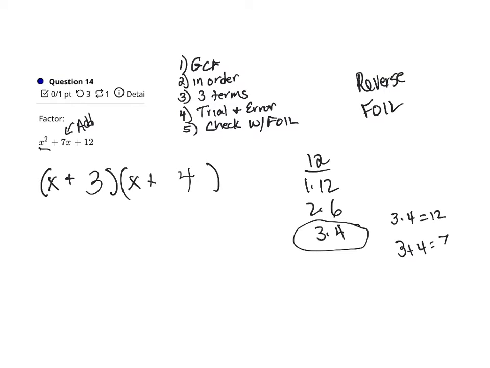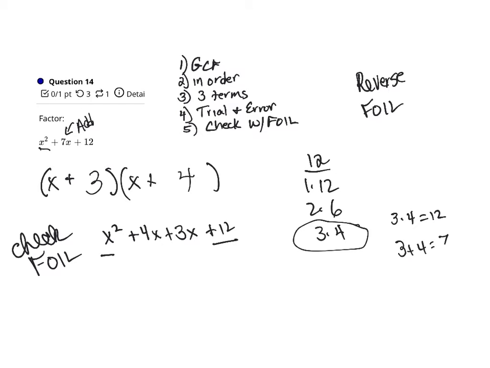Now, we want to check it with FOIL. And if you're new to factoring, checking with FOIL will help you to see where the numbers come from, and you'll get better at factoring. So take that time and do the extra check. X times x is x squared. X times 4 is 4x. That's the outside. 3 times x is 3x. That's the inside. And 3 times 4 is plus 12. The last is plus 12.